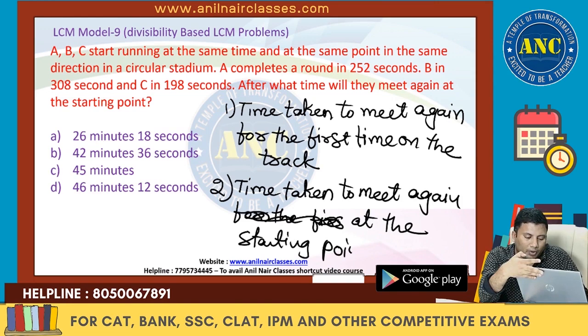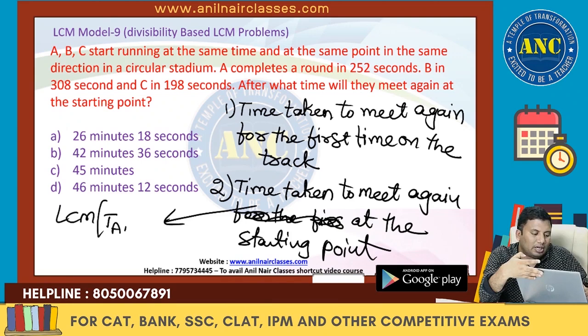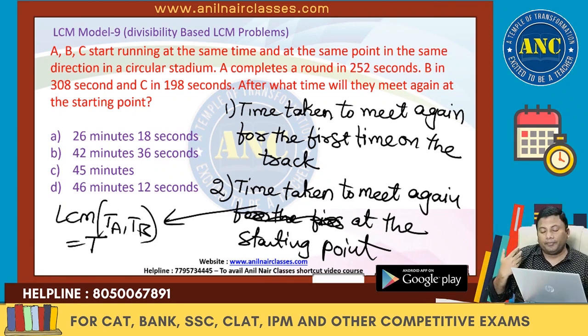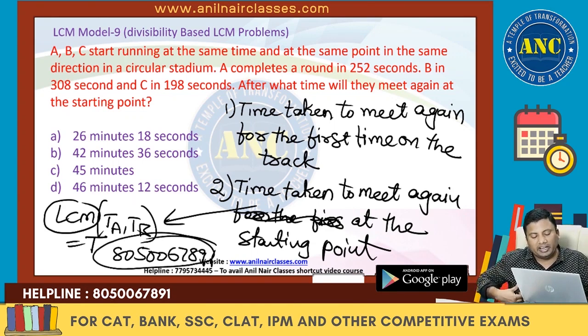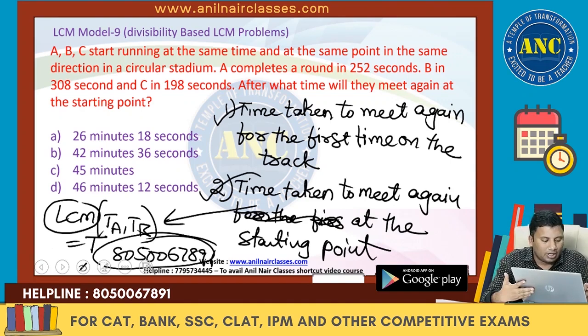At the starting point, it is always the LCM of TA, TB for the time taken. In case you are so curious to find out why it is LCM, you can WhatsApp me at 80500-67891. I can explain to you why it cannot be 0. Logically also, think, it cannot be 0. Right? Next question. These are the two kinds of questions that can be asked.